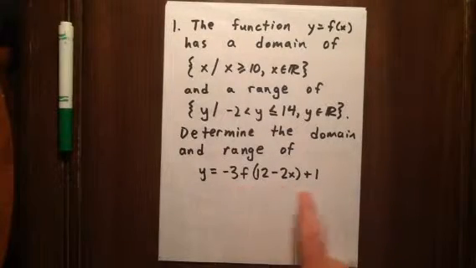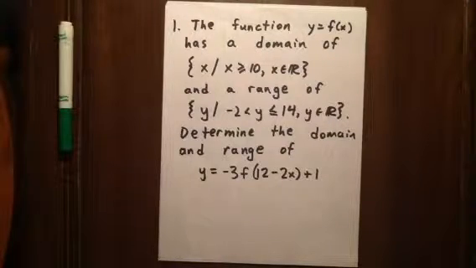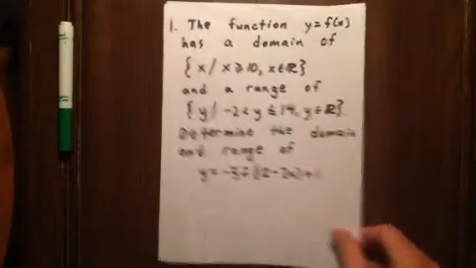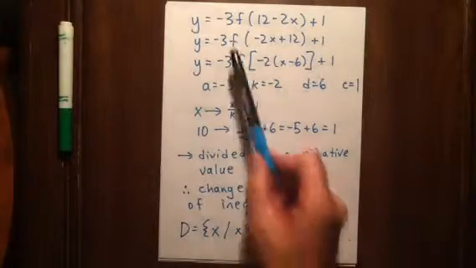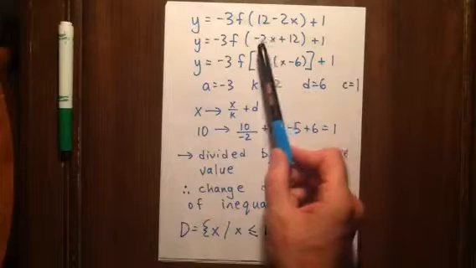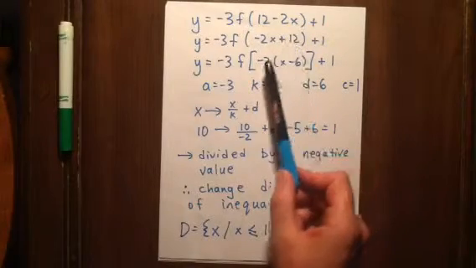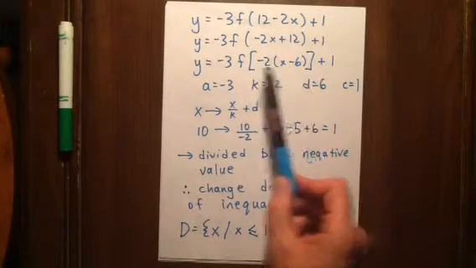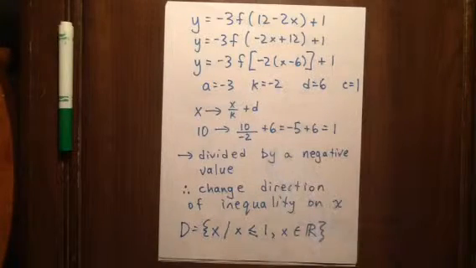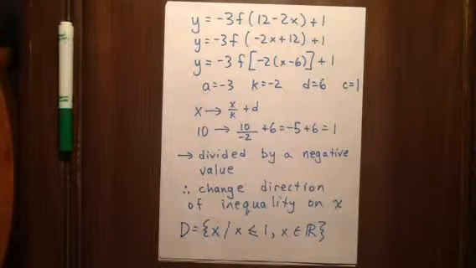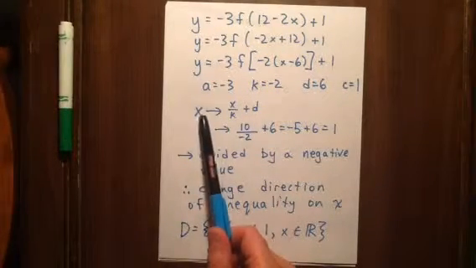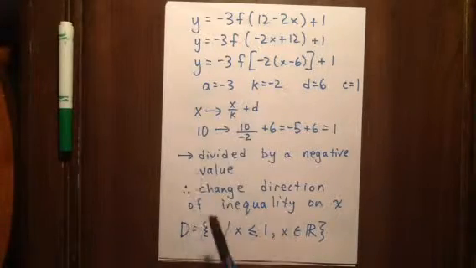We're going to determine the domain and range of y equals negative 3f of 12 minus 2x plus 1. Okay, well, first thing we're going to do is clean it up. We're going to algebraically put it in order. So we're going to rearrange our argument and factor out the coefficient of x. And so we've got it stated in a good order for us to determine our values of a, k, d, and c. Now we're going to remember that x always maps on to x over k plus d.